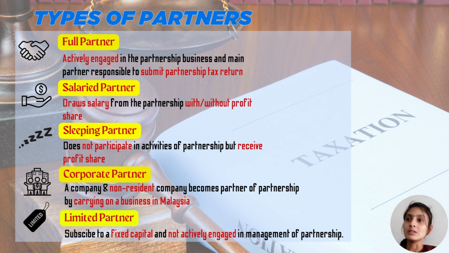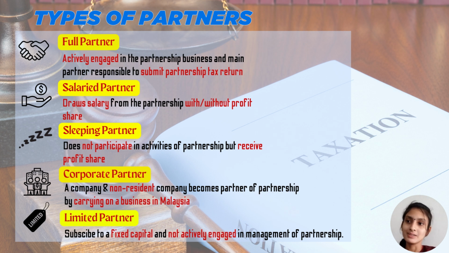Try to focus on the key points that I have highlighted, so that it will be easy for you to remember also. The second type of partner is the salaried partner. Salaried partners draw a salary from the partnership with or without the profit. No matter whether they get profit or not, they will get salary.